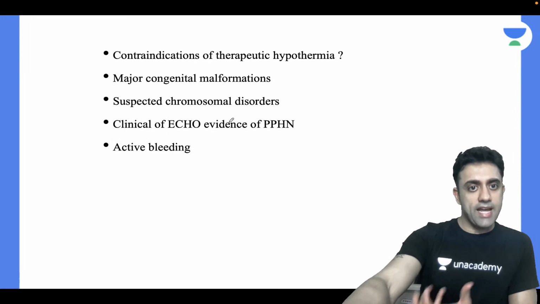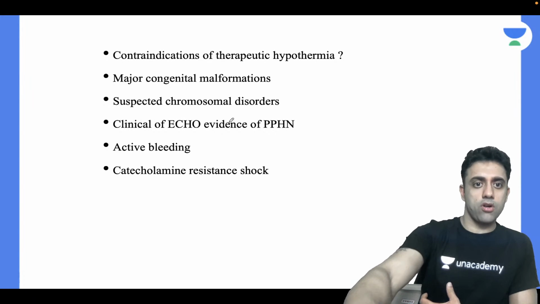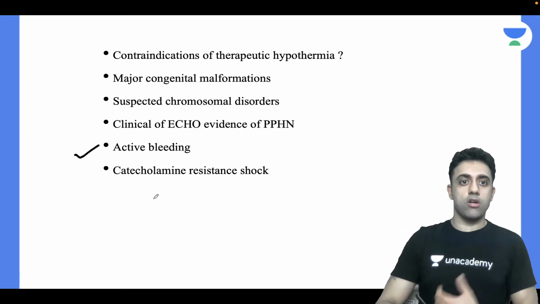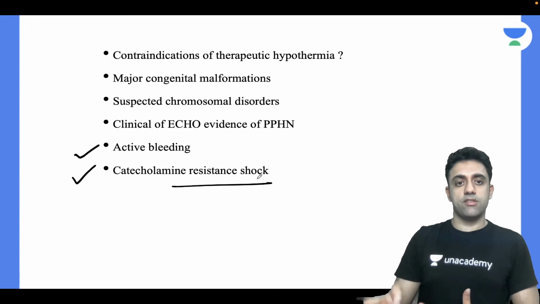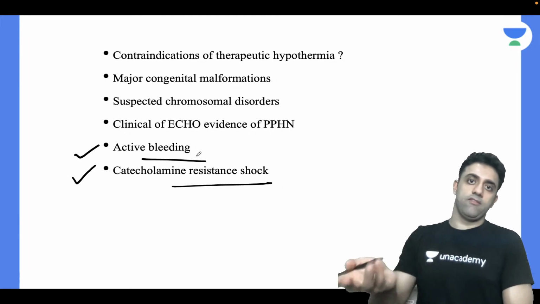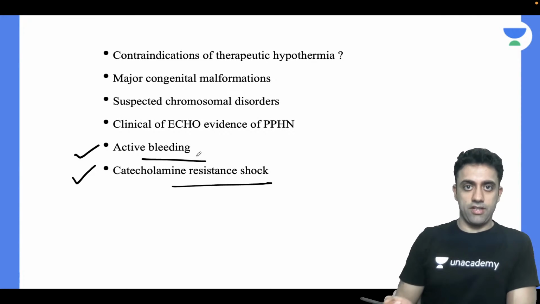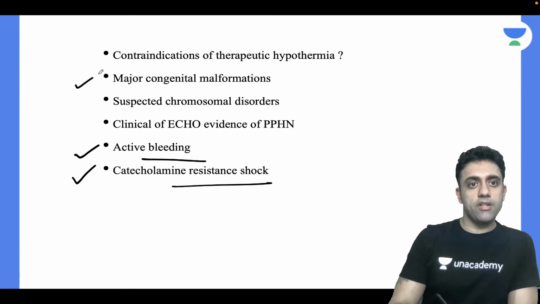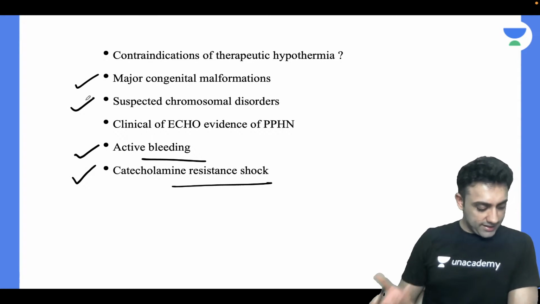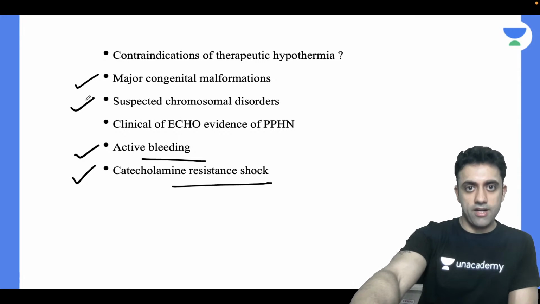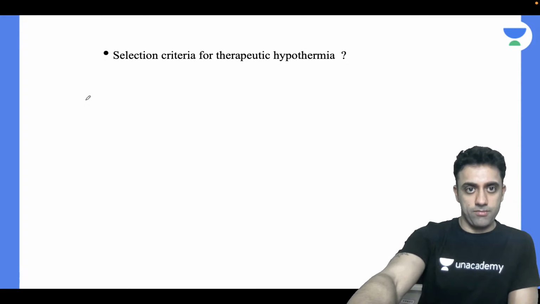And if there is active bleeding or shock, this is also important. If the patient is actively bleeding, naturally the patient is in shock, in catecholamine resistant shock, or actively bleeding, why do you want to make the baby more hypothermic? That will lead to more damage actually. So these are the important contraindications. Yeah, exactly, Sandhu is very right, right? Yes, very good. These are the important contraindications of therapeutic hypothermia.